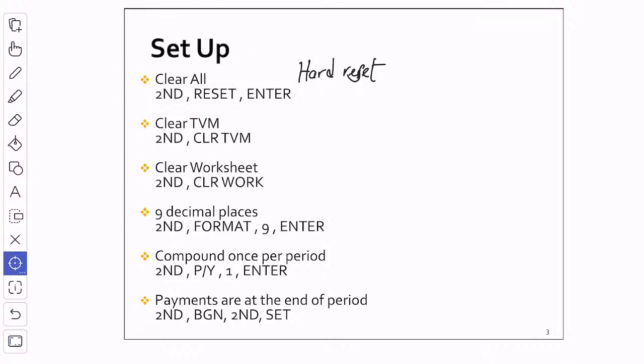Now, you don't want to do that unless you don't have settings in there that you want to keep. So first of all, you identify the second function key, and then reset and enter. Let me show you where those are, and then I'll talk about it. This will reset the calculator, unless you have some settings in there that you don't want to change.